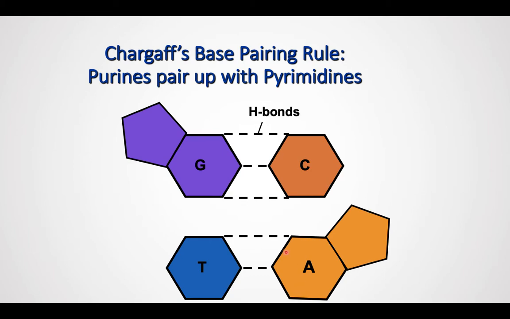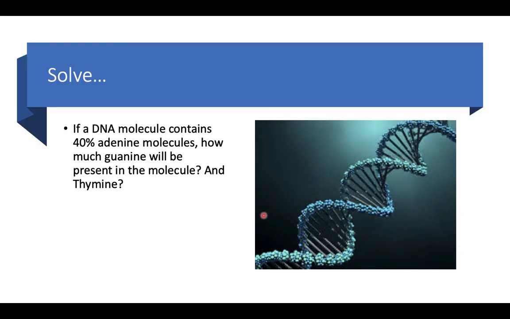So we can also say that purines, G and A, pair up with the pyrimidines, C and T. Okay, that's also what we recognize as Chargaff's rule. All right, so knowing a little bit about Chargaff's rule and the pairing of complementary bases, let's solve this problem.